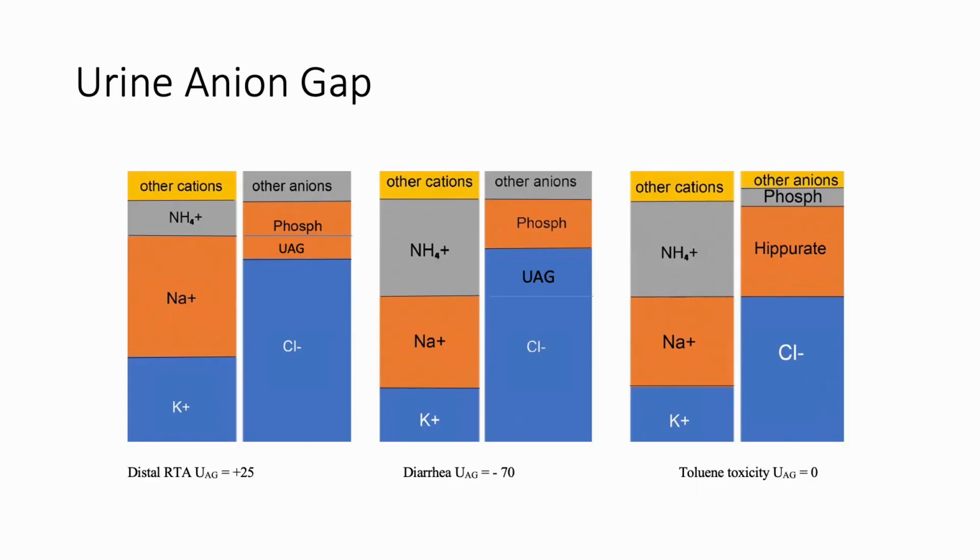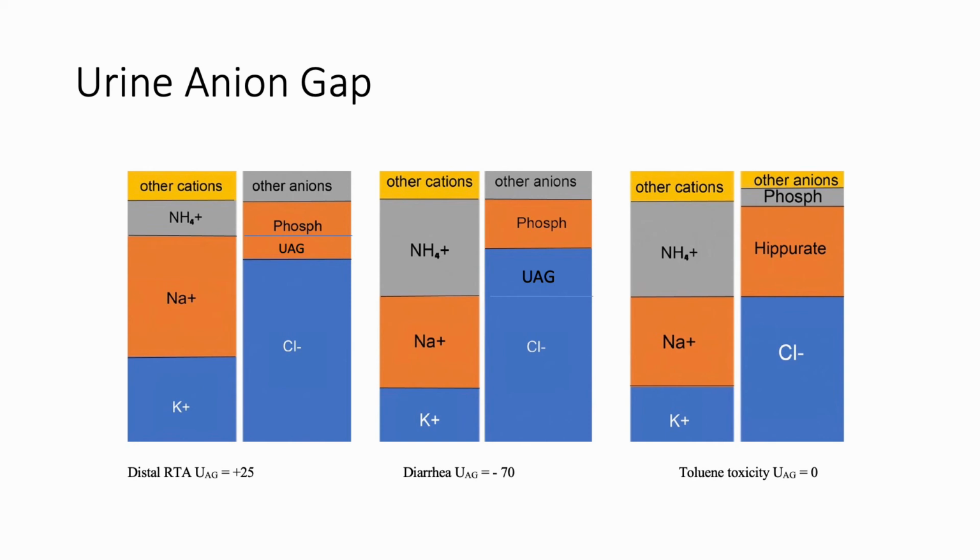Now, let's look at three possibilities. First diagram, we have distal renal tubular acidosis. Here we have a positive urine anion gap. Look on the screen. You have your potassium, your sodium, your bicarb, and then you have the ammonium. It is decreased by definition in distal renal tubular acidosis. The patient cannot acidify adequately.